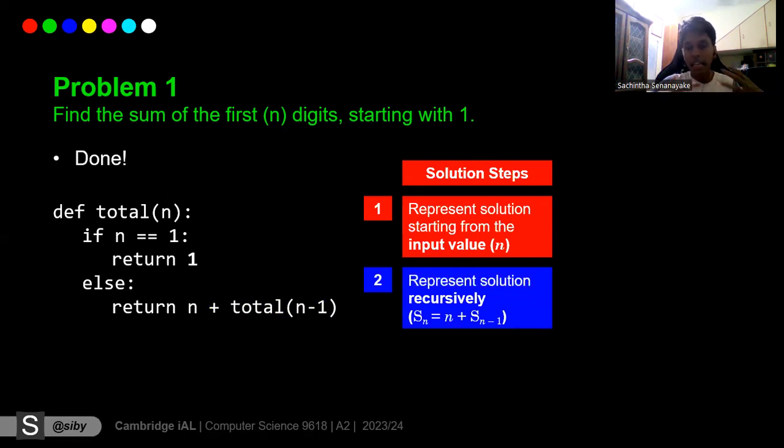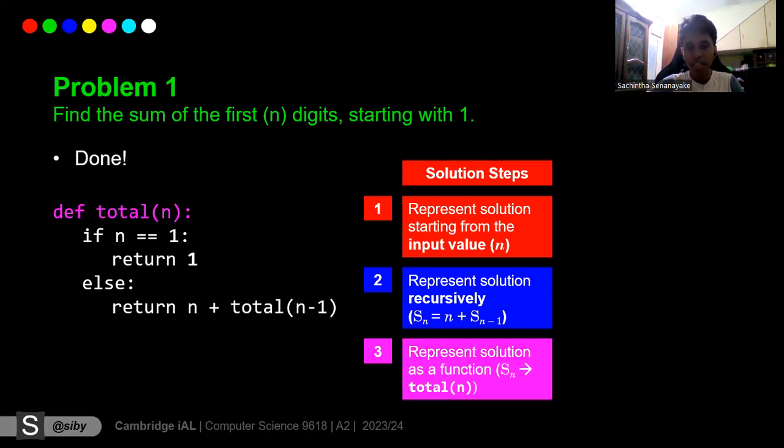That is, rather than thinking about it as a big sum of values, we break it down and represent it as s base n equals n plus s base n minus 1. For example, if you are calculating the sum of the first 5 digits, that is equal to 5 plus the sum of the first 4 digits. If you're trying to figure out the sum of the first 25 digits, you might want to do 25 plus the sum of the first 24 digits, right? So for any given n, it can be represented as n plus the sum up to n minus 1.